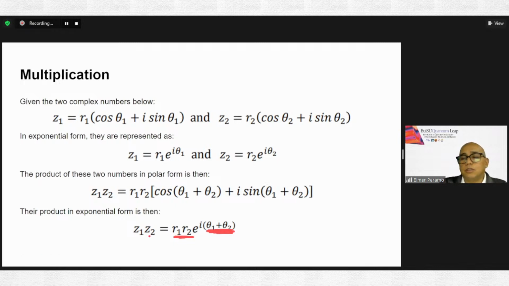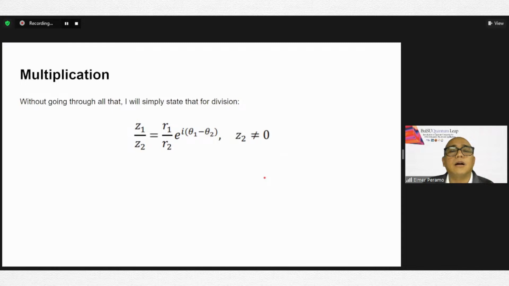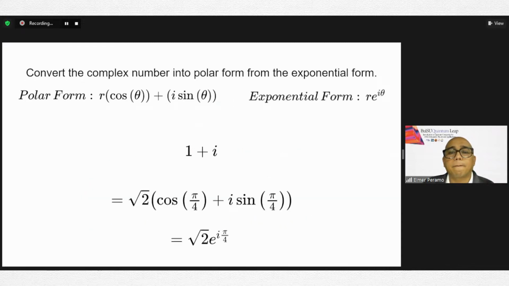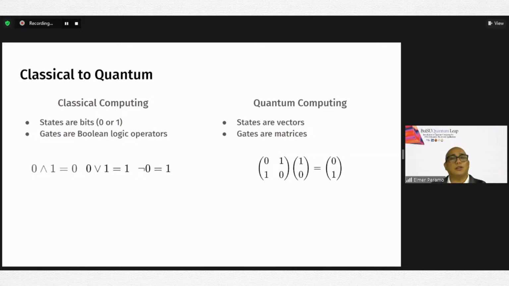So if you multiply two complex numbers, what time is it? Oh, time check. It's okay.